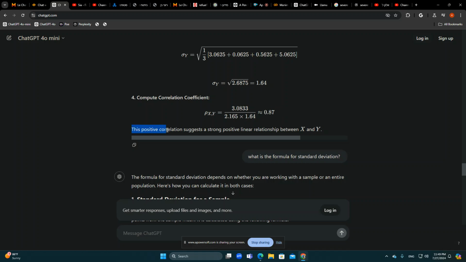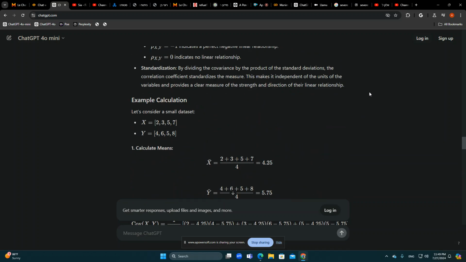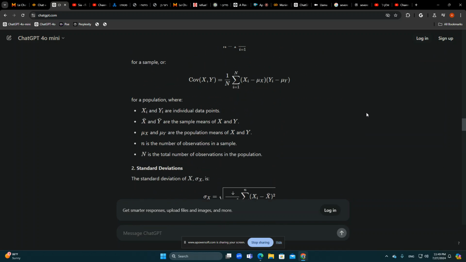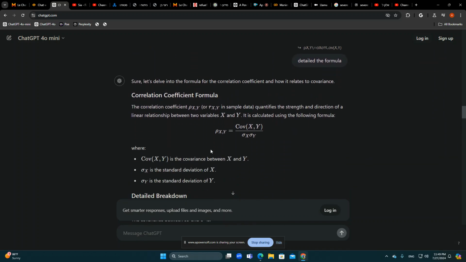Therefore, we conclude that there is a positive correlation that suggests a strong positive linear relationship between x and y because it's a positive number and it's close to 1. So it's a strong positive linear relation between the two variables, x and y. So this was a very simple example and explanation about the correlation coefficient between two variables, x and y, as you can see here. This is for linear relationship evaluation between variables.